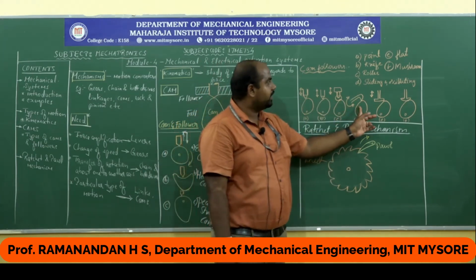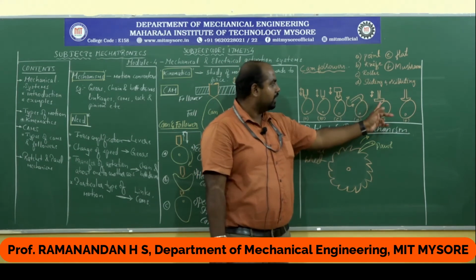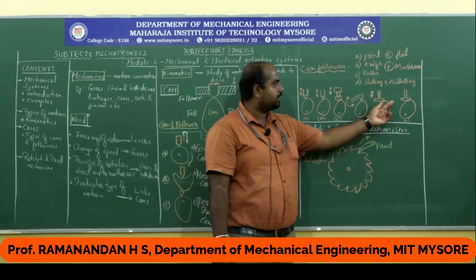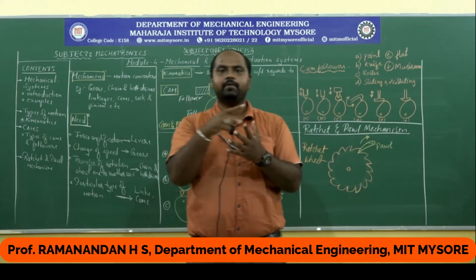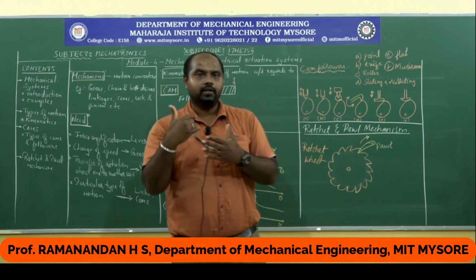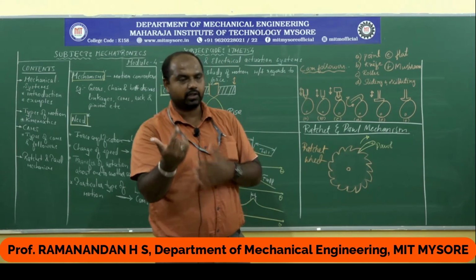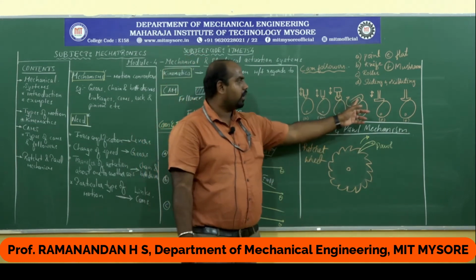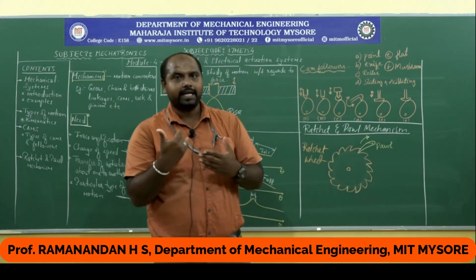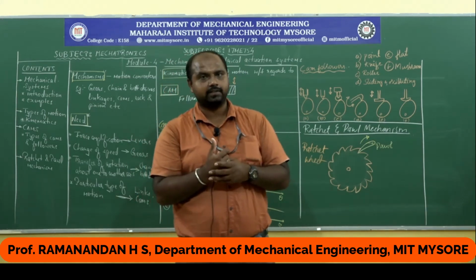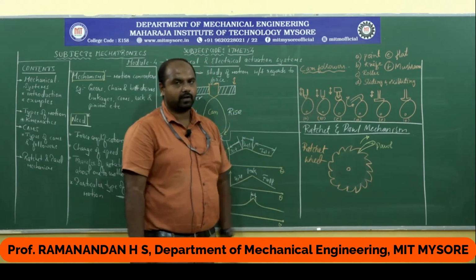So next comes the sliding and oscillating type of follower. This is the flat type of follower, and the last one is mushroom headed. Okay, it is the mushroom headed type of follower. Usually the follower converts the motion into oscillatory motion. So depending upon what type of oscillatory motion I want, I will choose the cam follower surface. This is about the types of cams and types of followers.